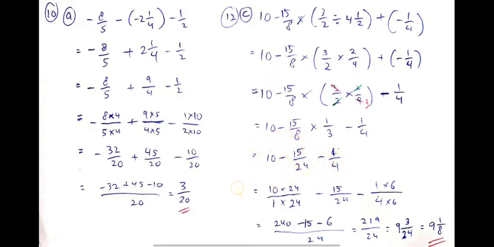Now we have just subtraction. We have 10 here, we have negative 15 over 24, and then negative 1 over 4. So in order to subtract them all, we have to change them into having the same denominators. For 24, we can just leave it like that. For 4, we can times 6, both top and bottom. For 10, we can treat it as 10 over 1. And then we can times the top and bottom both with 24.